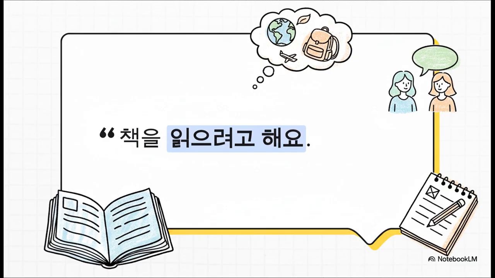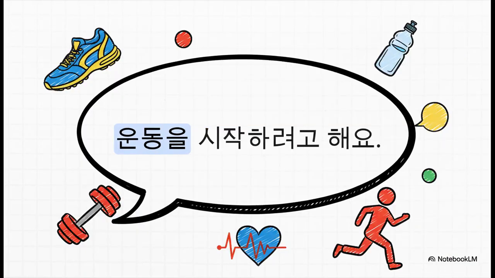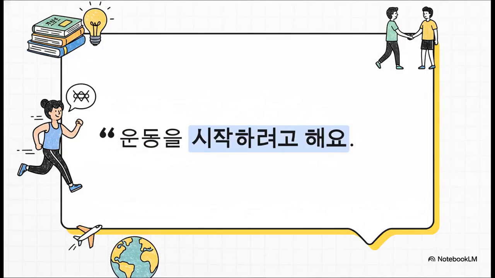A nice relaxing plan. All right, and here is our last practice sentence for this round. Let's make it a good one. 운동을 시작하려고 해요. Again, 운동을 시작하려고 해요. This one means I'm going to start exercising. A very popular intention for sure. Maybe a good one for the start of a new week or, hey, a New Year's resolution.